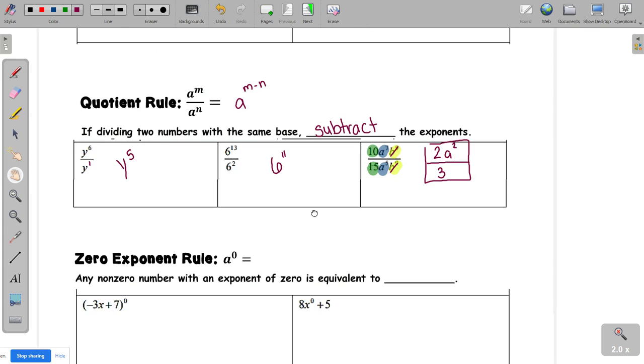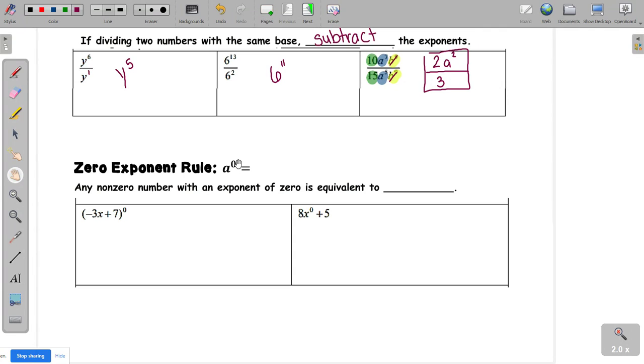The next rule is the zero exponent rule. Anytime you have an exponent of 0, no matter what it is, the answer is going to be 1. So this whole parenthesis of negative 3x plus 7 is raised to the 0 power. So this whole answer is 1.